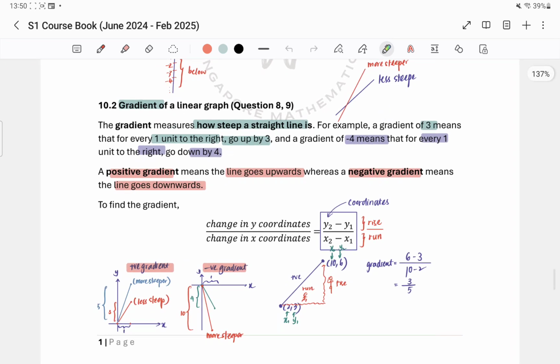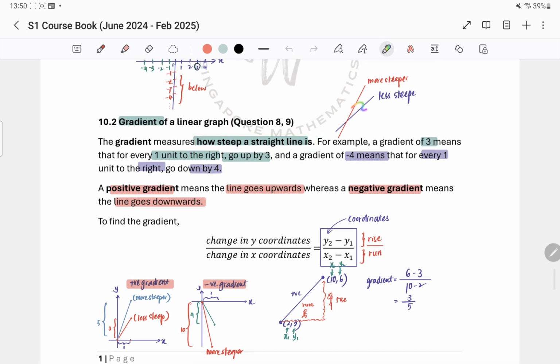So for the gradient of a linear graph, what does gradient mean? Gradient means how steep a straight line is. If you look at the one that I drew here, the red line and the blue line, the red line will be said to be less steep compared to the blue line because it's more flattening. A steep line is something that is almost closer to a vertical line.